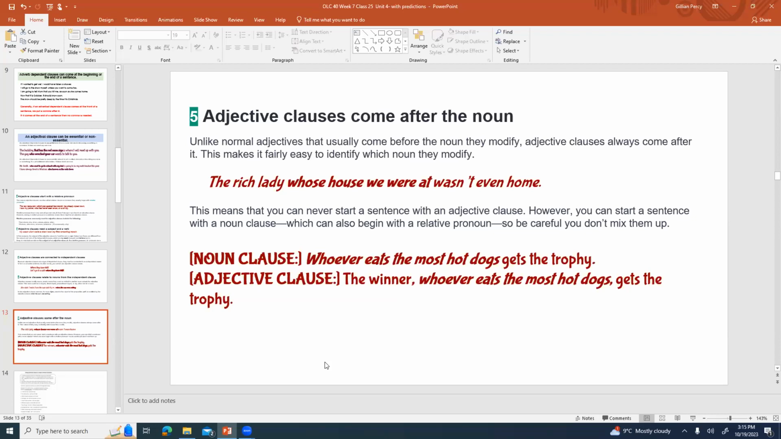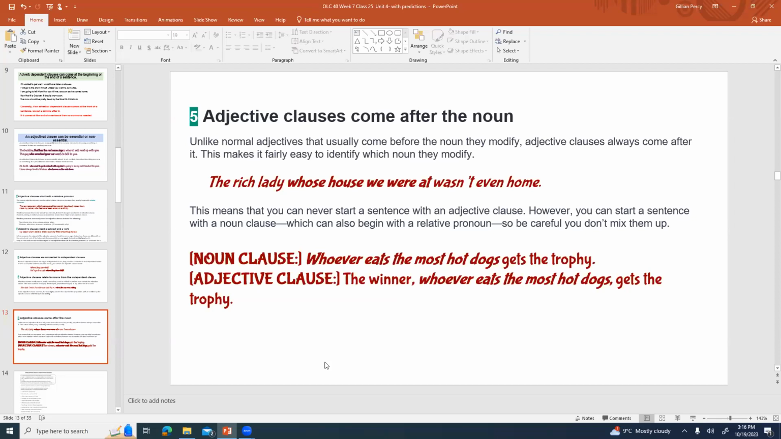But you can start a sentence with a noun clause. And noun clauses can sometimes start with a relative pronoun. So sometimes they get a little mixed up. Now, why does this even matter? Because the adjective clause is going to get set off with the commas and the noun clause wouldn't. Okay. This is a little bit fussy.